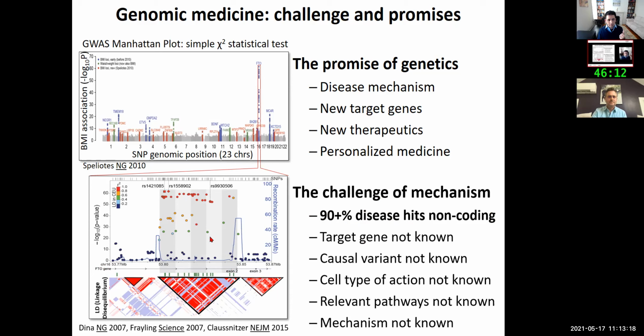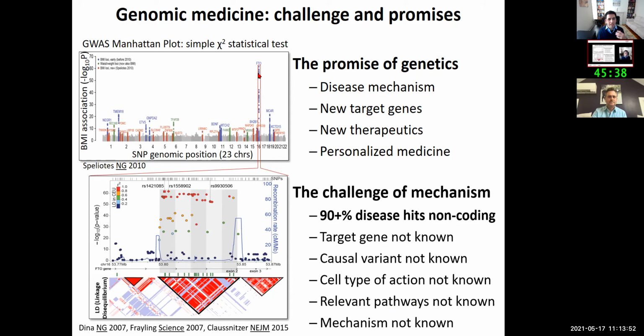What does that mean? That means that we don't actually know that the target gene is this fat mass and obesity associated gene. We don't actually know that the causal variant is the one that perturbs the gene, since none of them perturbs the gene directly. We don't even know the cell type of action, because to figure out where these regions are active, we need to systematically study their circuitry, to study when these switches are active and which cell types they exert their effect in. And we don't know the pathways and we don't know the mechanism. And that's the challenge that we have ahead of us.